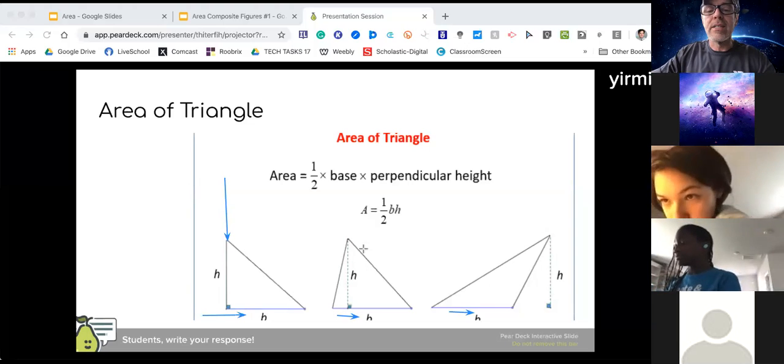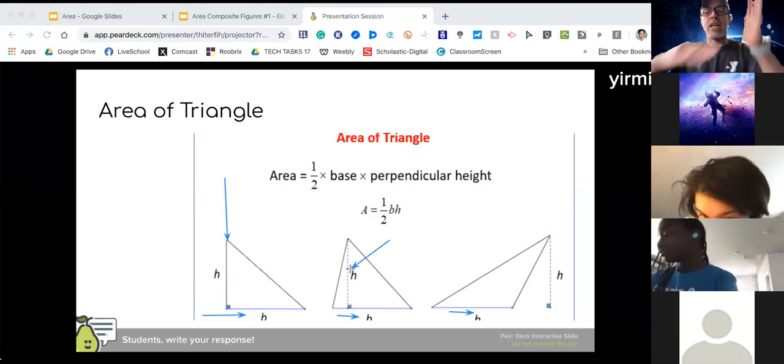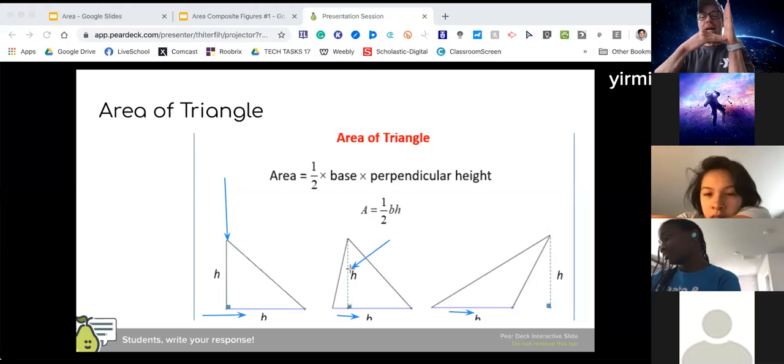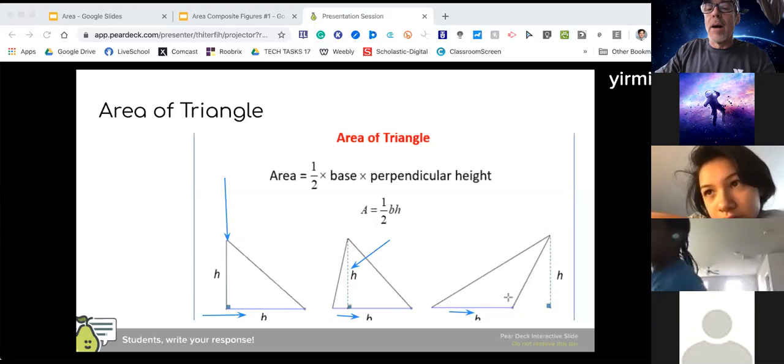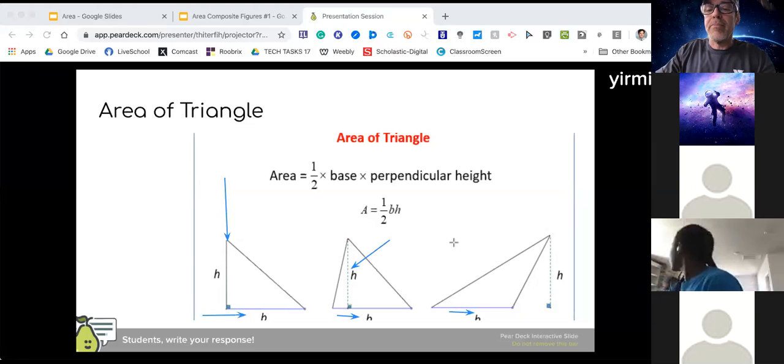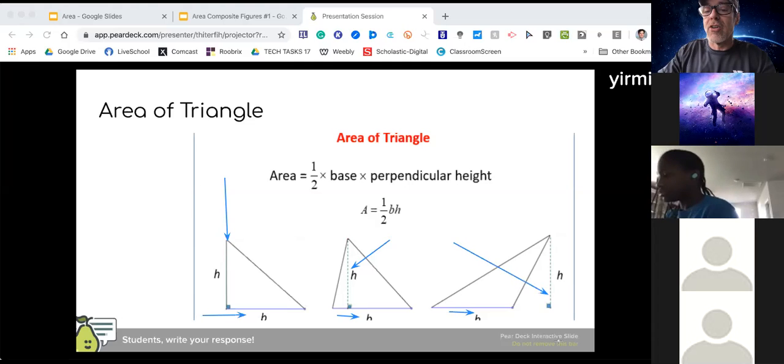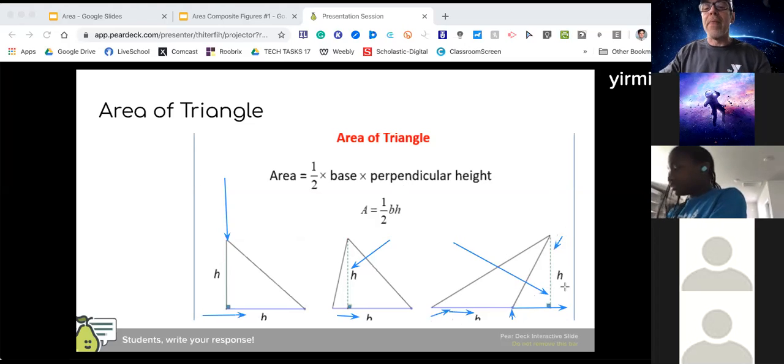So I do the base times the perpendicular height. Remember, it's the perpendicular height that I have to use, which is not a side. And then this is an obtuse scalene, right? And over here, I have to measure the height out here. So I would extend the base and then measure from there, but I don't count that in the measure. Does everybody understand? This is the hard one. I don't count this extension. I just count this part of the base, and then I measure the height, and then I half it.